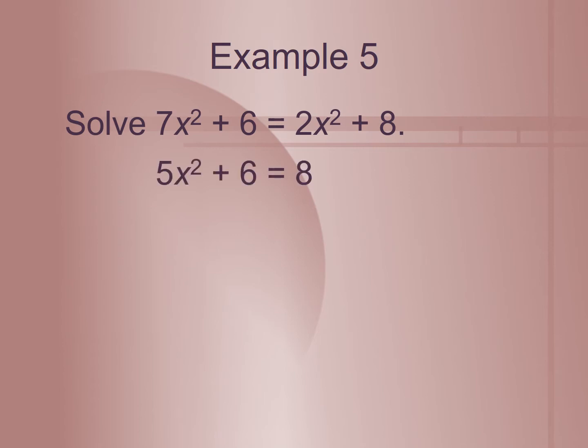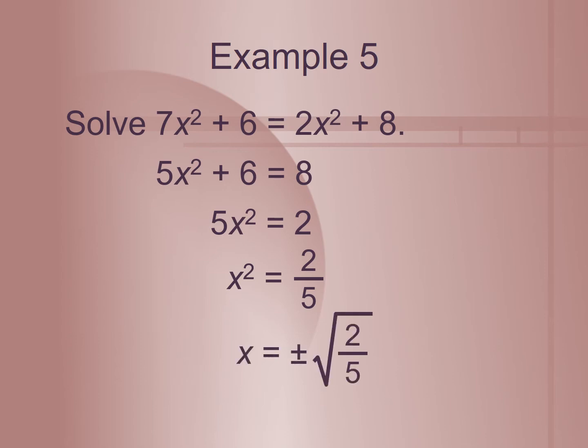So I'll subtract 2x squared from both sides, and I'll end up with 5x squared plus 6 equals 8. Then I can subtract 6 from both sides, and I get 5x squared equals 2. Then I'll divide both sides by 5, and I get x squared equals 2 over 5. Notice how I'm going to go ahead and leave that as a fraction, and then I'll square root both sides, and I get plus or minus the square root of 2 over 5.